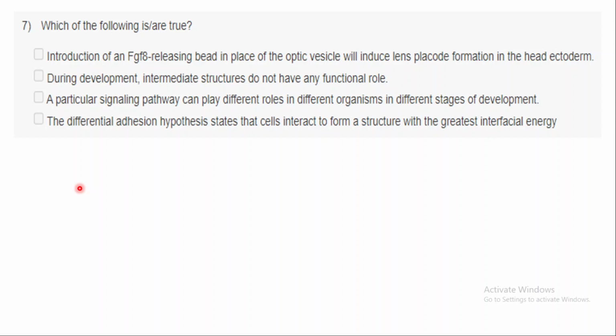Option B, during development, intermediate structures do not have any functional role. Option C, a particular signaling pathway can play different roles in different organisms in different stages of development. And option D, the differential adhesion hypothesis states that cells interact to form a structure with greatest interfacial energy. Now out of these 4 statements, which of these statements are true?